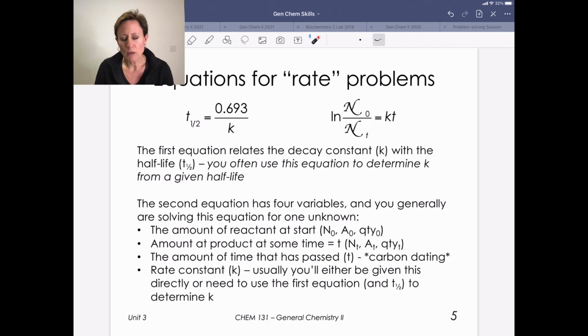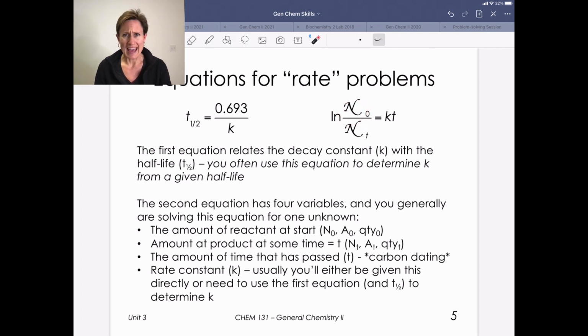Well, why do you need the rate constant? This is sort of the big money equation for this chapter. This is what we call the rate law for a first order process. There are four variables to this equation, and you're always going to be solving for one of them.